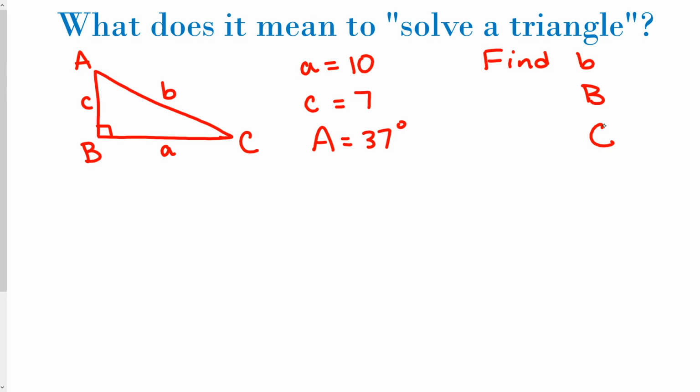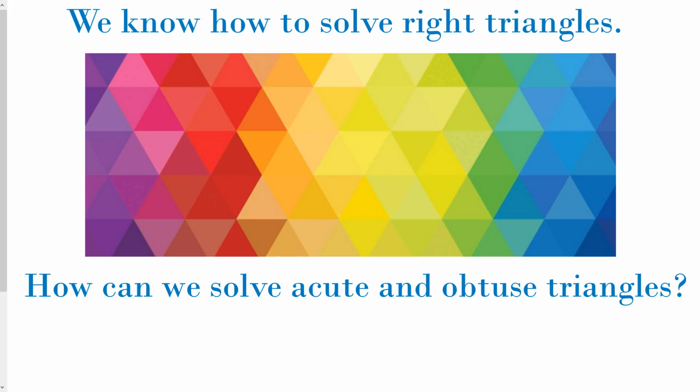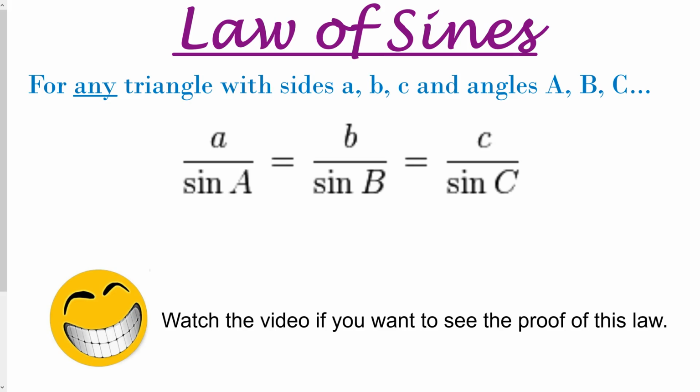So that's great for a right triangle, but what we're going to do today is learn some ways to solve triangles that are not right triangles. So what about acute triangles, and what about obtuse triangles? Well, the law of sines is going to be a formula that helps us solve some of them, depending on the given information. And then next time, the law of cosines is going to be a different formula that allows us to solve some other triangles. So today our goal is to learn the law of sines.